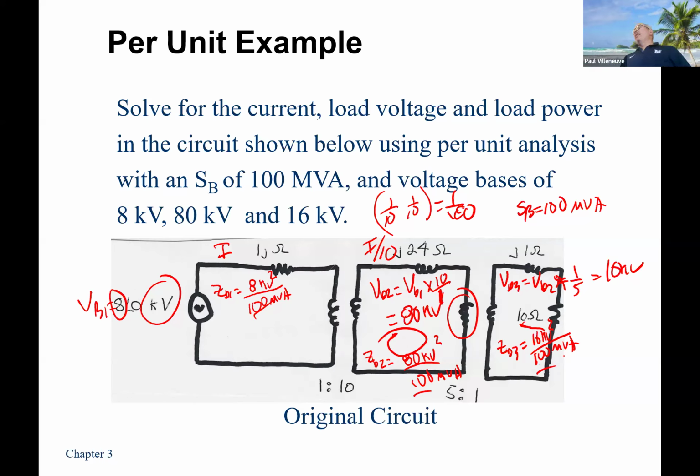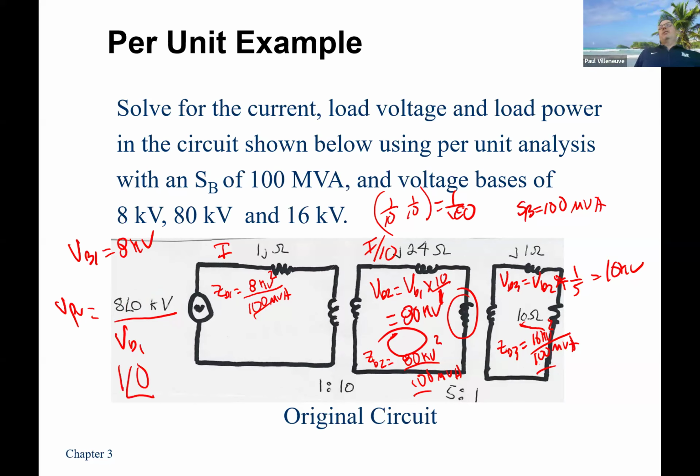Now I can go ahead and convert this to per unit. So I'm going to take this whole voltage, and I'll just write my V base over here, and I'm going to divide that by it. So this V in per unit is equal to 8 kV divided by VB1, or it's 1 at an angle of 0.